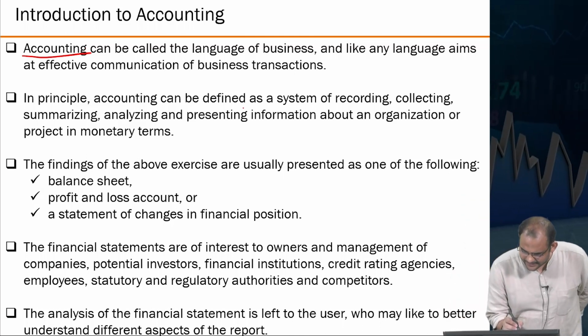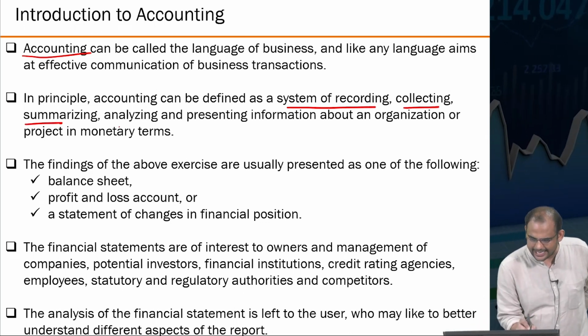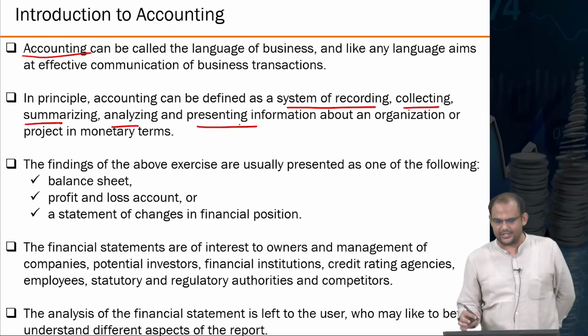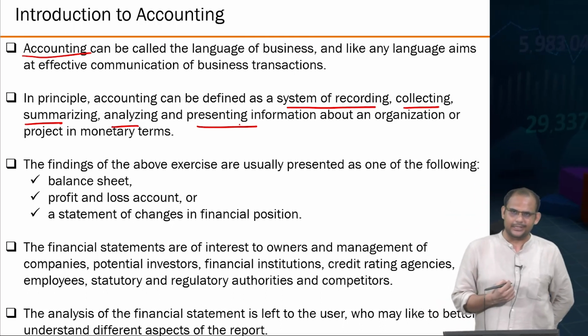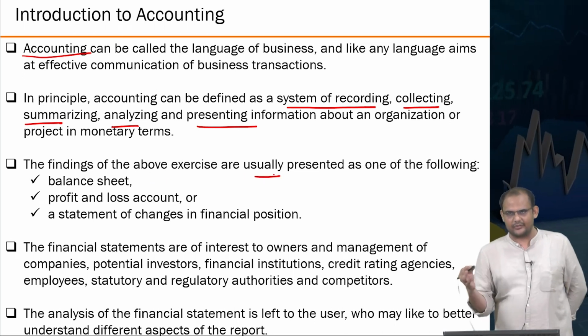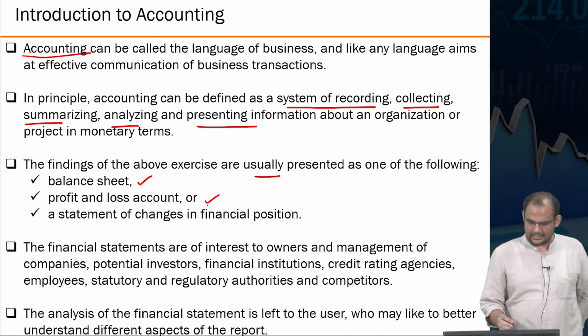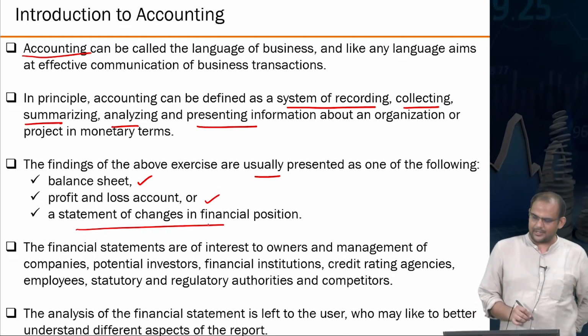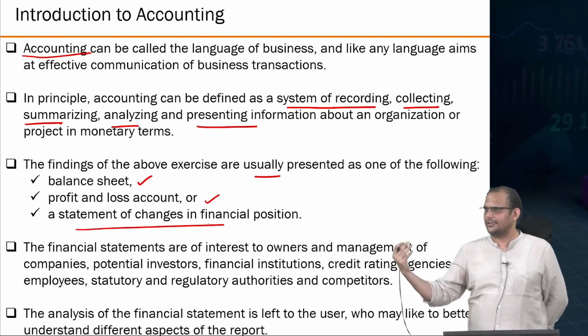So in principle, accounting can be defined as a system of recording, collecting, summarizing, analyzing and presenting information about an organization in monetary terms. The findings of this exercise are usually presented as one of the statements we already saw: balance sheets, profit and loss account, or sometimes a statement of change in financial position, which essentially covers changes over the years, as I was explaining to you.